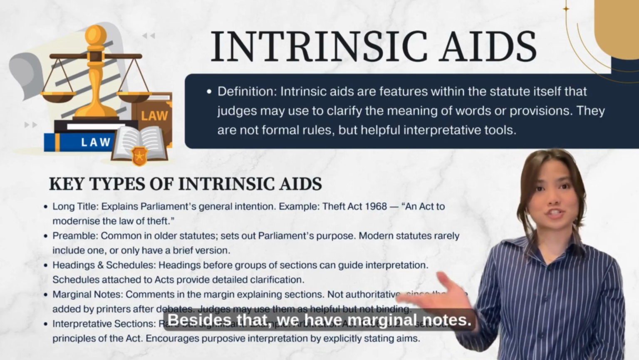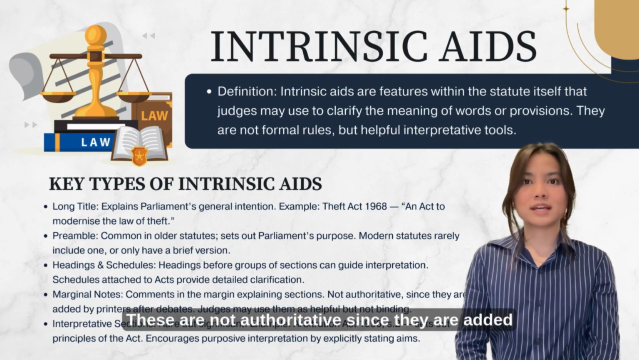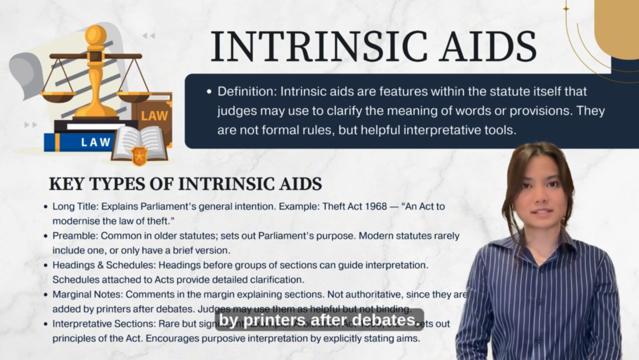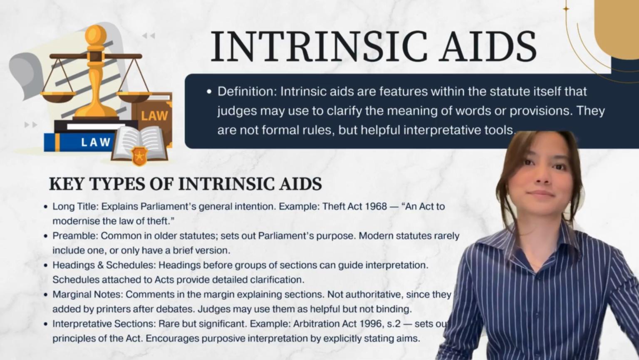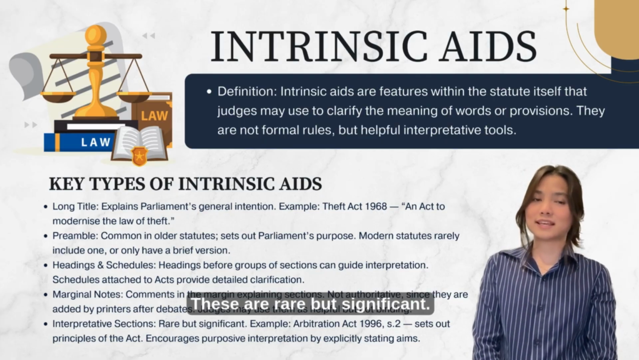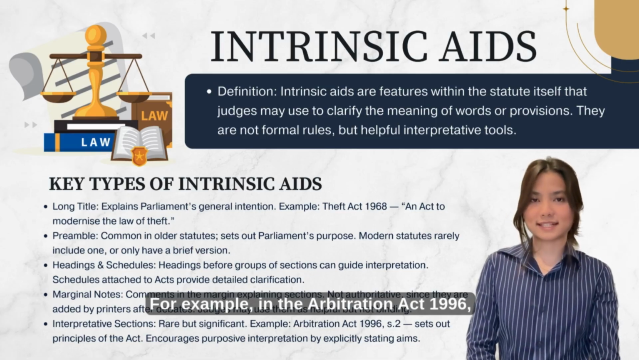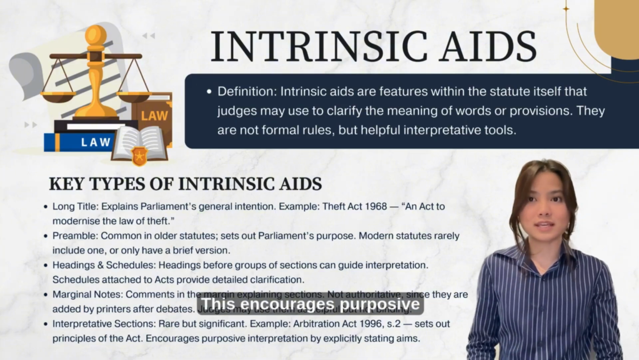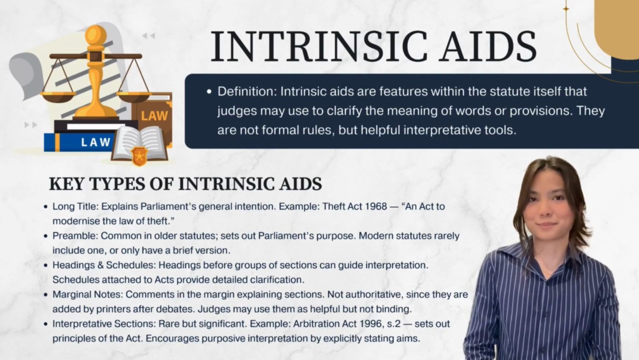Besides that, we have marginal notes. Marginal notes are comments in the margins explaining sections. These are not authoritative since they are added by printers after debates. Judges may use these as helpful, but they are not binding. Last but not least, we have interpretative sections. These are rare but significant. For example, in the Arbitration Act 1996, Section 2 sets out the principles of the Act. These encourage purposive interpretation by explicitly stating the aims.